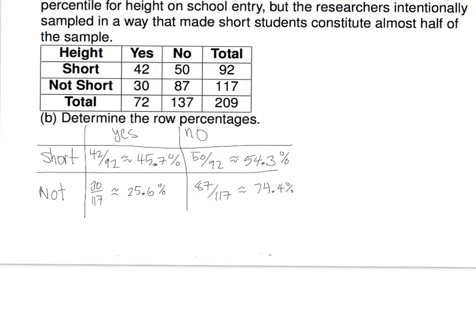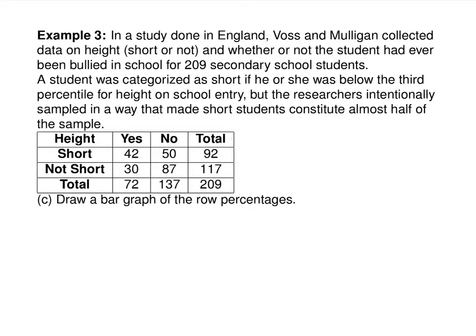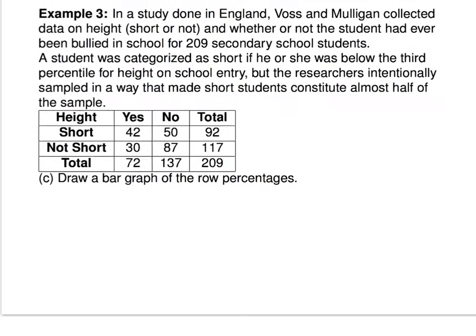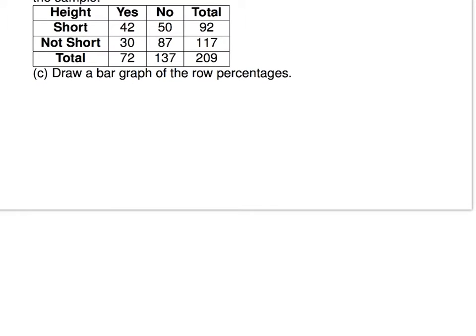Okay, part C says to draw a bar graph of the row percentages. So mine's on the previous page, but yours is right above. You guys okay? Did you do them the other way?